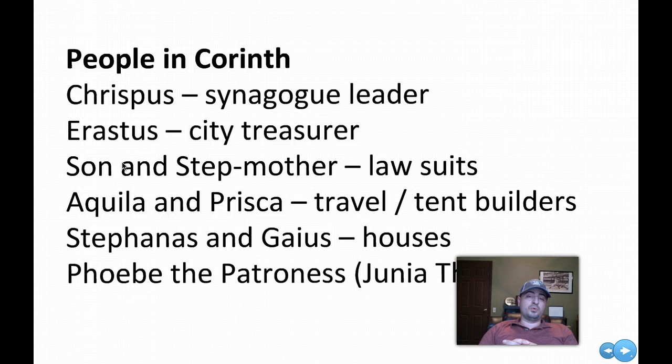And then there's Phoebe the patroness, who I already mentioned. She's mentioned in Romans 16. Some people argue that she carried the letter there, which I think is true. And she was also the patroness for Paul's mission to Spain. It looks like, from Romans, that Phoebe is the one who funded his third missionary journey, if indeed it happened. And she is called a patroness, like Junia Theodora, whose inscription we saw at the beginning of the lecture.